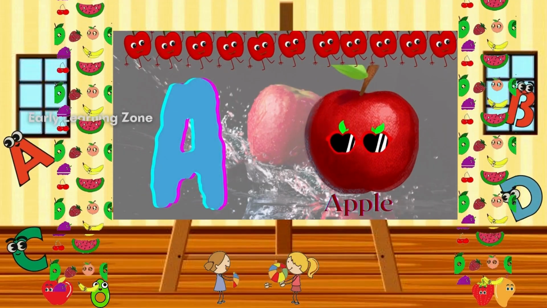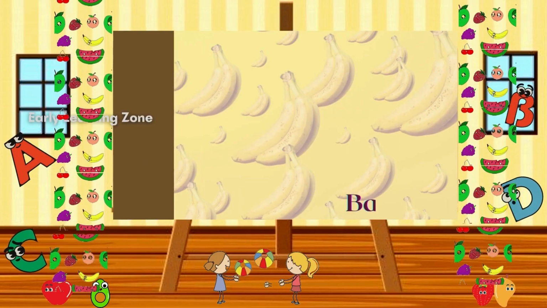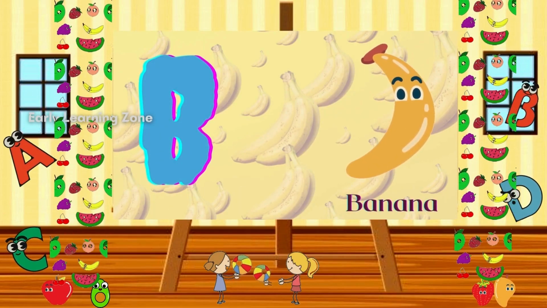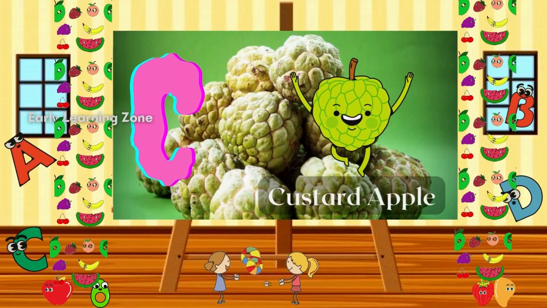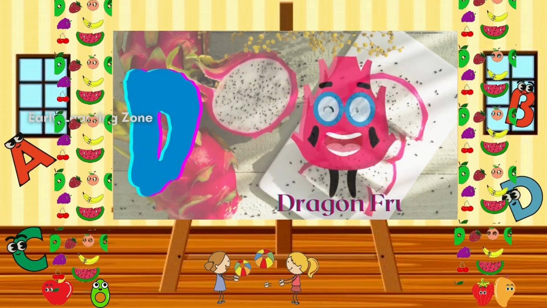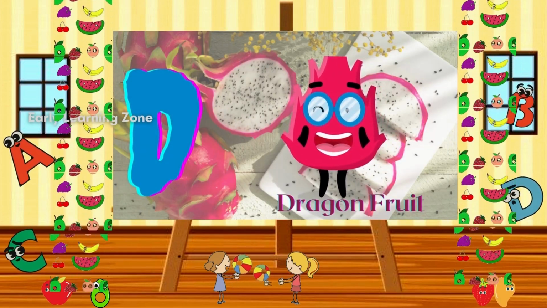A is for apple. B is for banana. C is for custard apple. D is for dragon fruit.